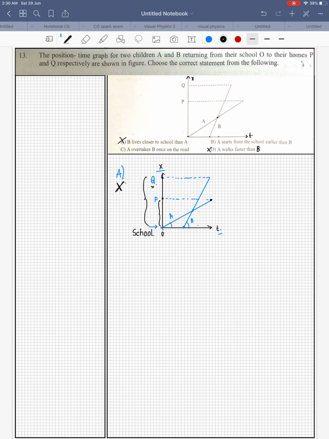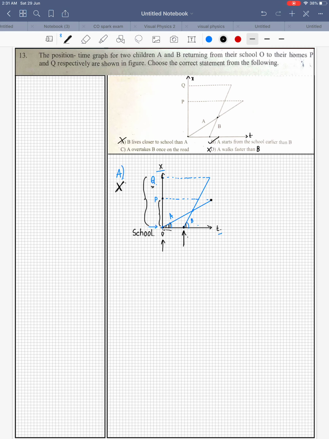Okay. A starts from school earlier than B? Yes. Because if you see here, A started to displace right from t equals 0. But if you see the displacement of B, it happened after this particular point of time. So A starts from school earlier than B. B option is correct.